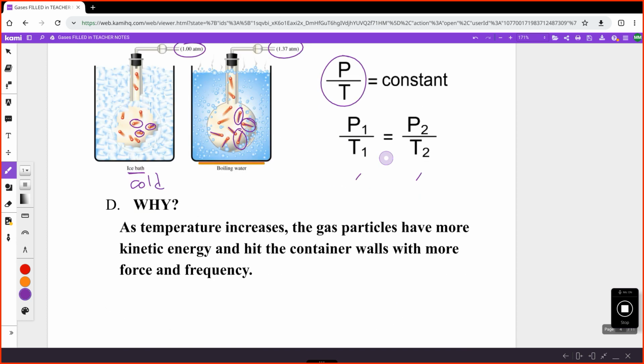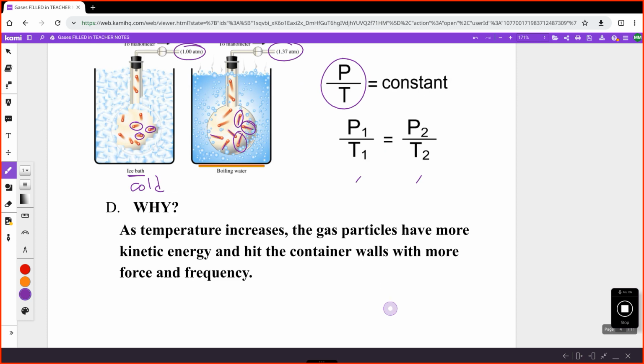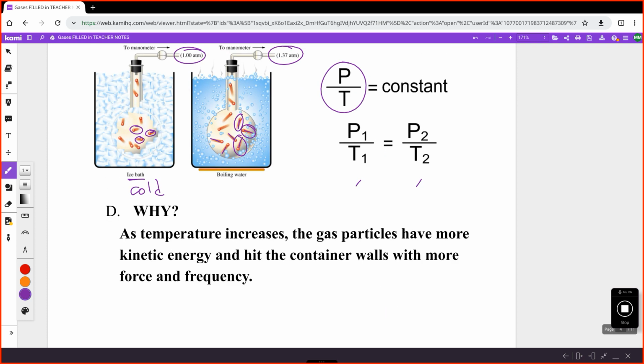Why? All has to do with the speed. And when the speed gets greater, the force is increased. It's increased in both magnitude, but also increased in frequency.